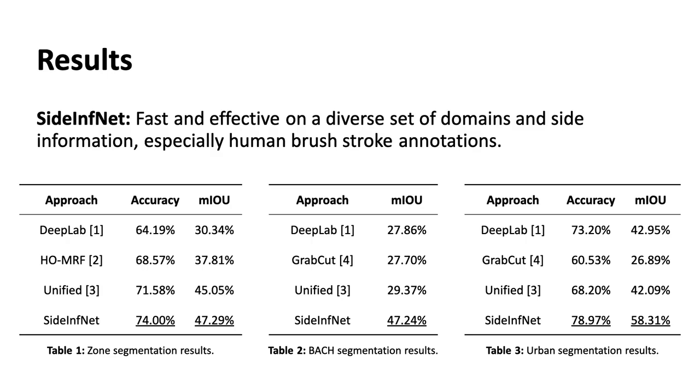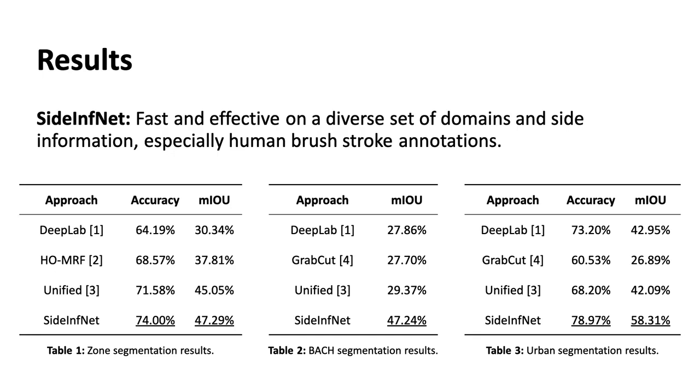SideInfNet significantly outperforms previous work on the 3 datasets. In particular, SideInfNet has much higher gains over previous work when brushstroke annotations are used, suggesting its generalizability in being able to incorporate both image information as well as brushstroke information, 2 very different modalities.